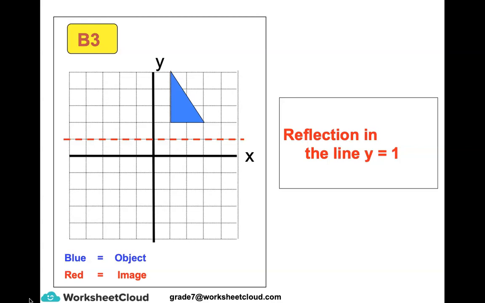Sometimes the x-axis or the y-axis moves, so there they've asked us to reflect in the line y equals 1, okay, and that dotted line, everywhere on that dotted line, y will equal 1. Okay, so same thing applies. The image has got to be the same distance away from the mirror line. So the new mirror line is now the red dotted line, and there you can see your object underneath it.